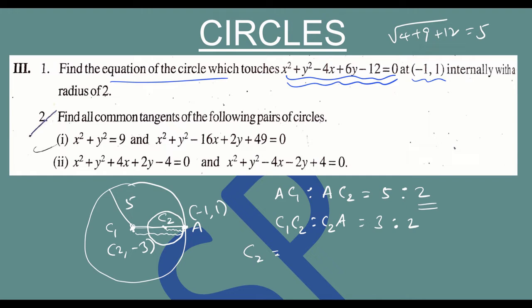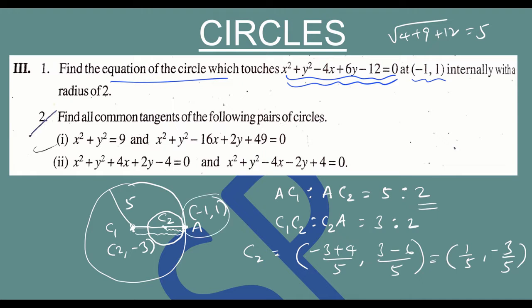Okay, so applying the ratio, it is (-3 + 4)/5 comma (3 - 6)/5. So what am I getting? I am getting it as (1/5, -3/5). That is C2. Okay, you got the center. You have a point on the circle, so you can find the radius. You can find the equation to the circle.